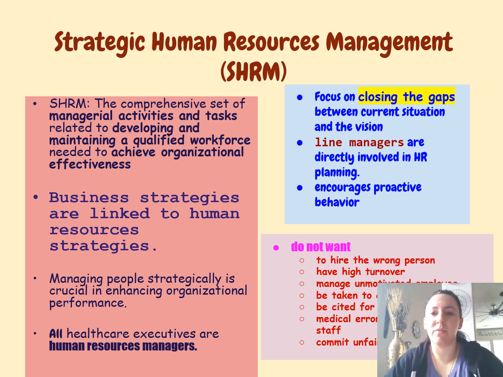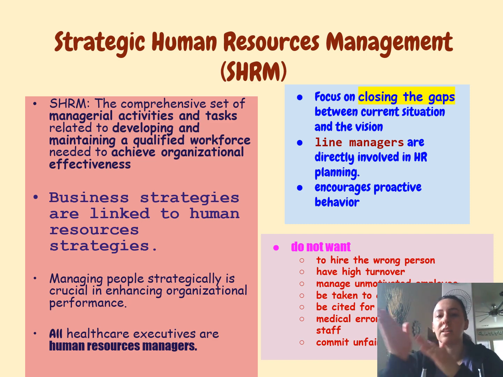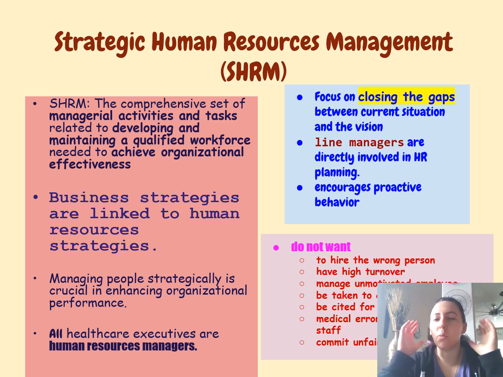Okay, so what is strategic human resource management? By definition, it's the comprehensive set of managerial activities and tasks that are related to developing and maintaining a qualified workforce needed to achieve organizational effectiveness. Okay, so a human resource management strategy should definitely link up with the business strategy, because they need to go in direct alignment. And we're going to see that throughout this whole course exactly why that is. So why should a human resource management strategy be in direct alignment with a business strategy?